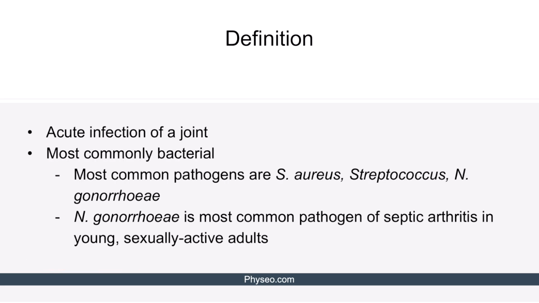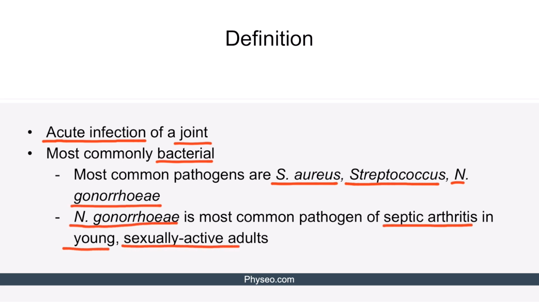Septic arthritis is an acute infection of a joint. It's most commonly bacterial. The most common pathogens are Staph aureus, Streptococcus, and Neisseria gonorrhoeae. Neisseria gonorrhoeae is the most common pathogen of septic arthritis in young, sexually active adults.